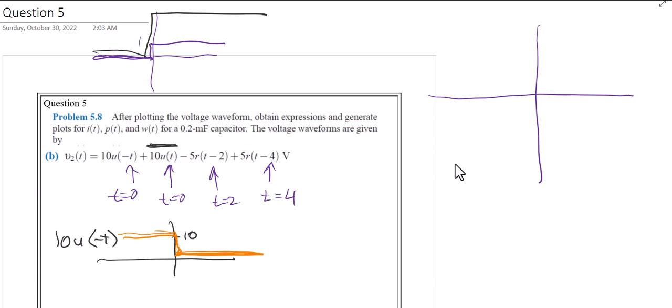Okay, so putting these all together, the only one that has anything going on less than 0 is this 10 u(-t). For t less than 0, it's at 10. Now when it gets to 0, it drops off the face of the earth, it's gone, it's 0. But then we start with 10 u(t), and 10 u(t) starts at 0 and is 10. So we just actually keep going. And then we have our next change at 2.